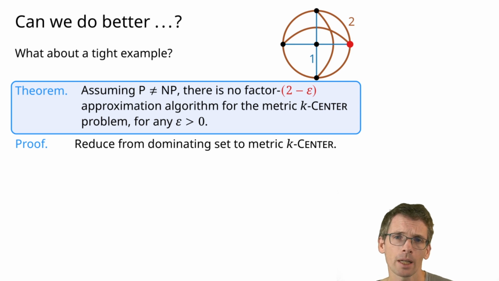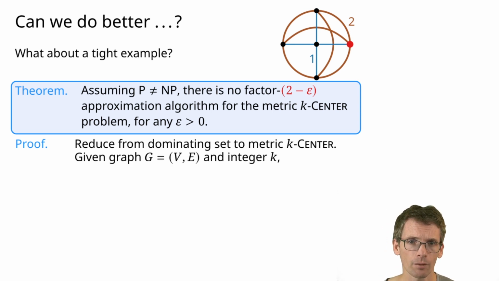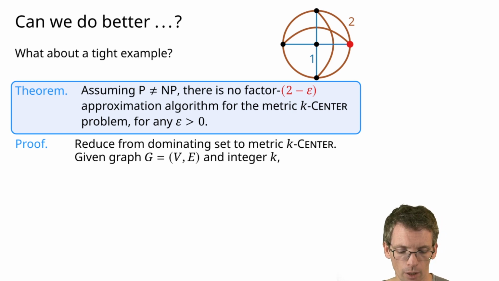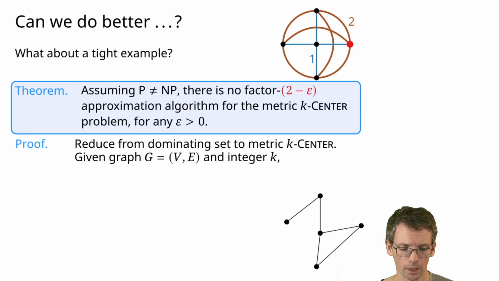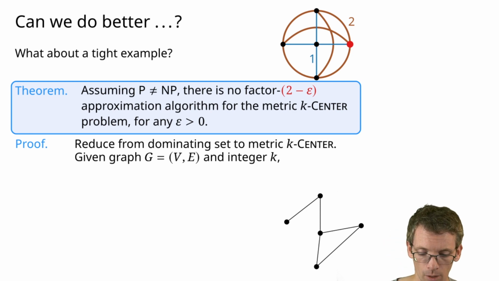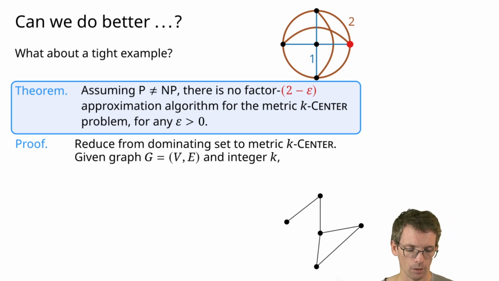So for the dominating set problem, the input is a graph, so now not a complete graph, but an arbitrary graph, and an integer k, and we ask, does this graph have a dominating set of size k? So for instance, for k is 1, the answer would be no. For k is 2, the answer would be yes, because if I pick those two, then any vertex is either one of those two or is adjacent to them.